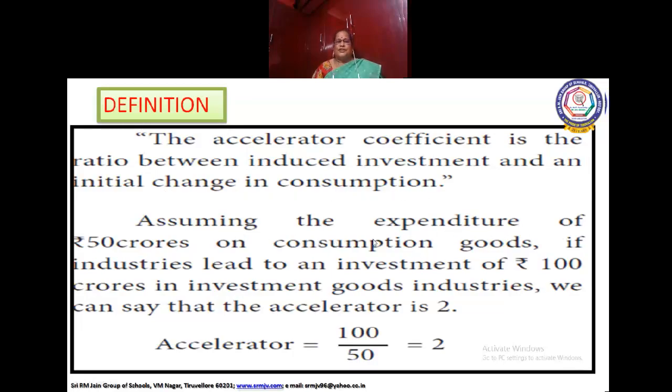Assuming the expenditure of 50 crores on consumption goods, if industries lead to an investment of 100 crores in investment goods industries, we can say that the accelerator is true. That is beta. Accelerator is equal to 100 by 50 is equal to 2.